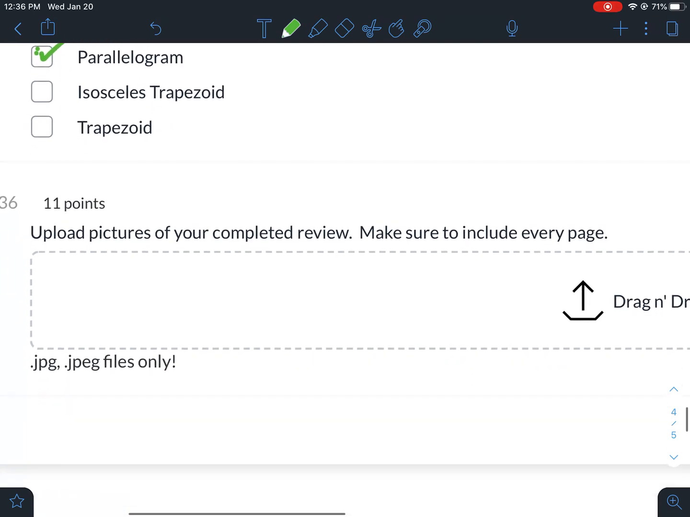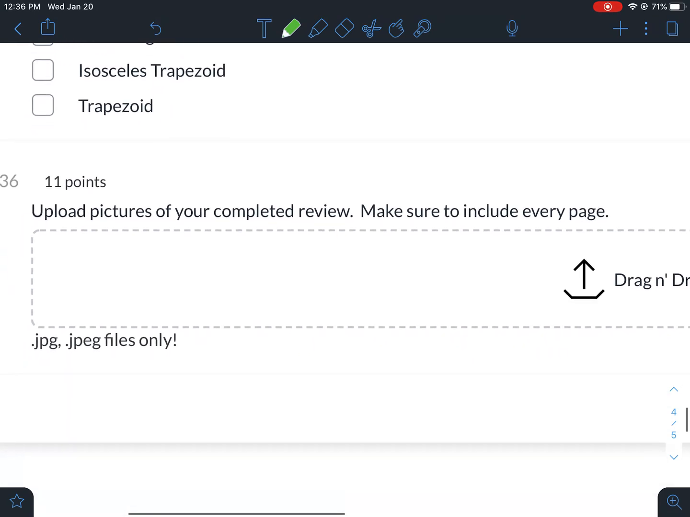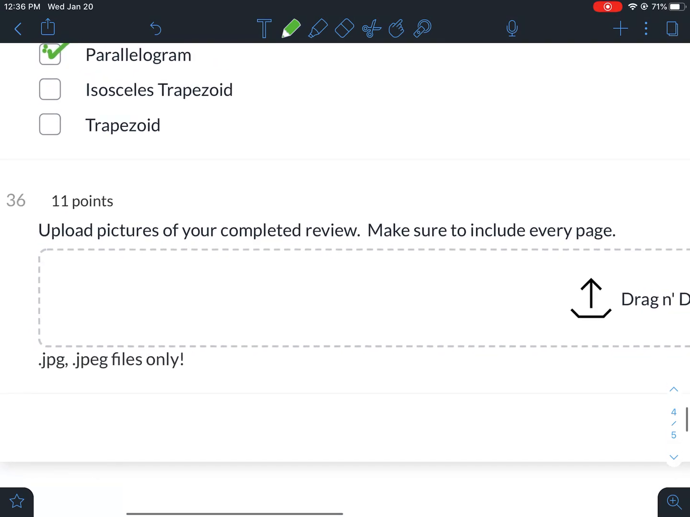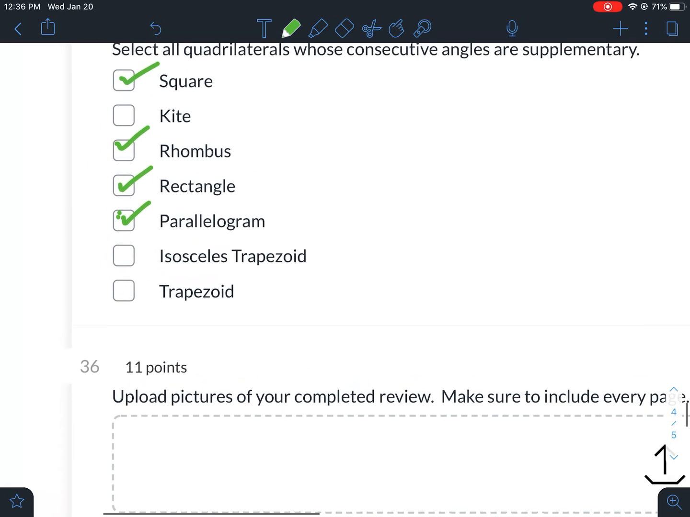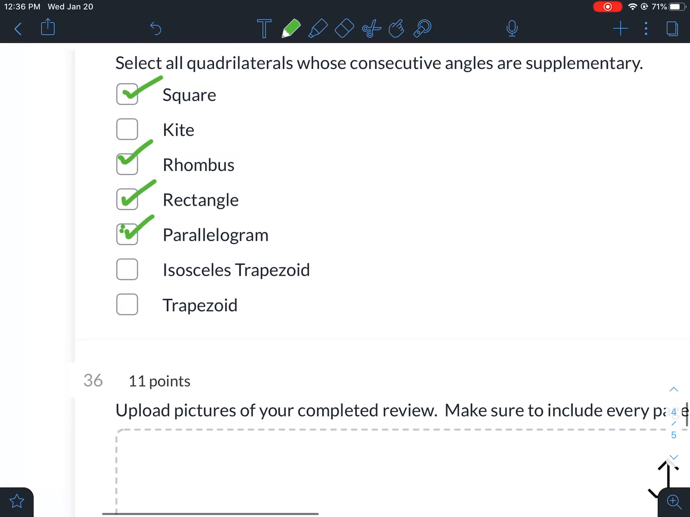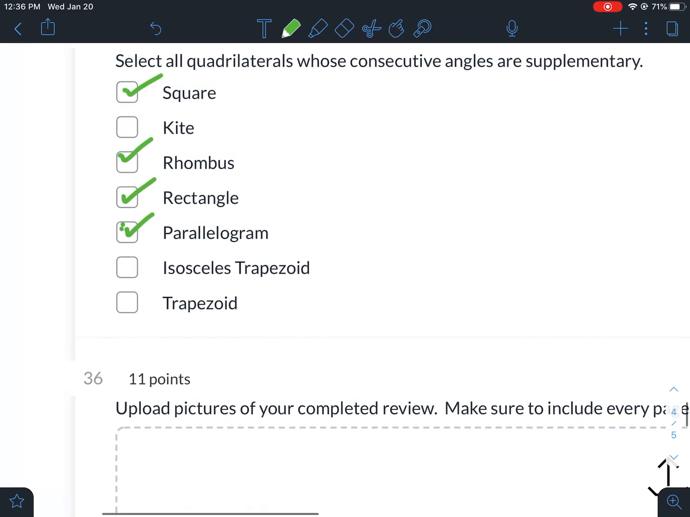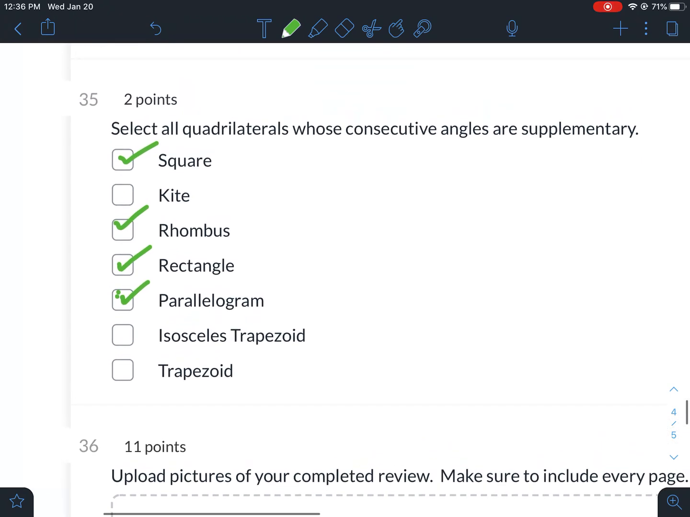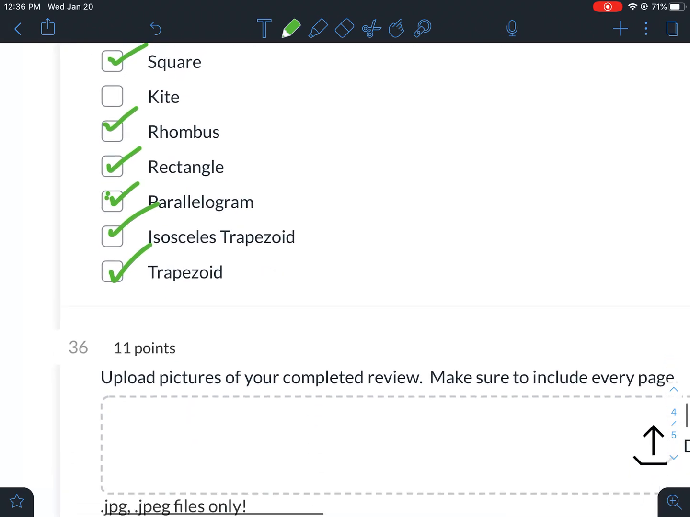Quadrilateral whose consecutive angles are supplementary. So for that one, consecutive angles. Yep. So isosceles trapezoid and a regular trapezoid. Both of those have our consecutive angles supplementary.